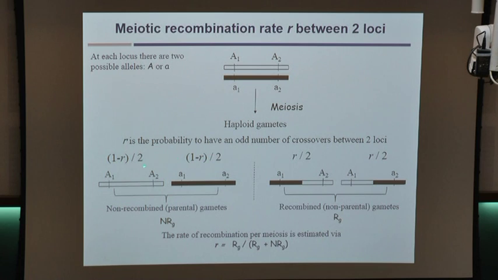So these are the frequencies of these gametes that you expect, and the way to estimate is that you can determine the number of recombined gametes and the non-recombined gametes, and use this formula for the estimation of the small r, which is the probability that an odd number of crossovers occur between two loci.